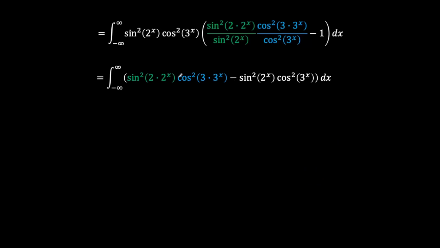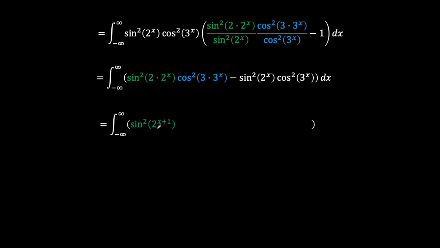So that now leads to, we have now the integral from x equals negative infinity to positive infinity of sine squared 2 times 2x times cosine squared 3 times 3x, minus, because we have this 1 here, this entire thing remains. So you're minus sine squared 2x times cosine squared 3x. So we can simplify this further.